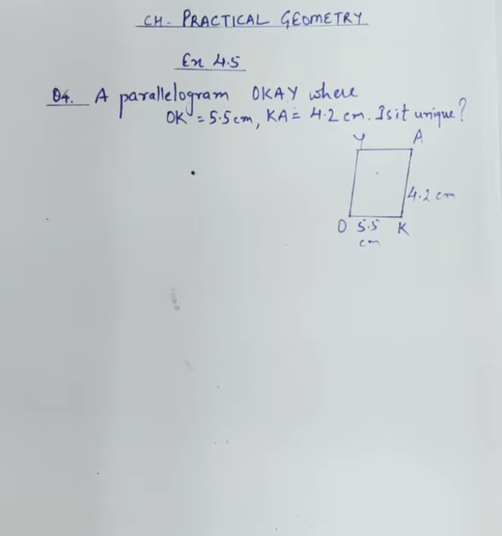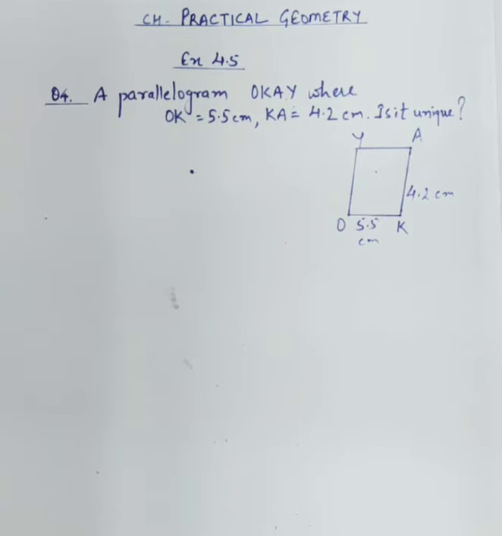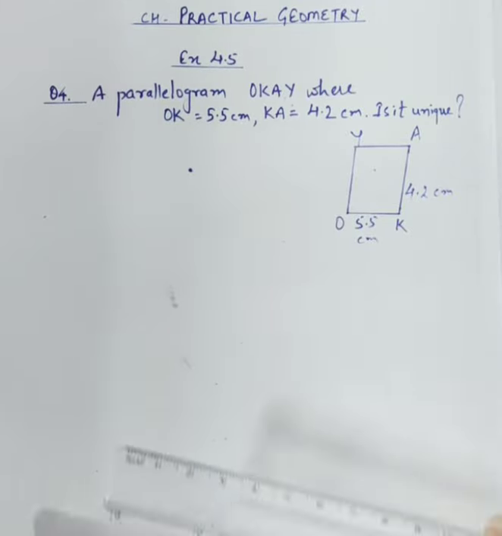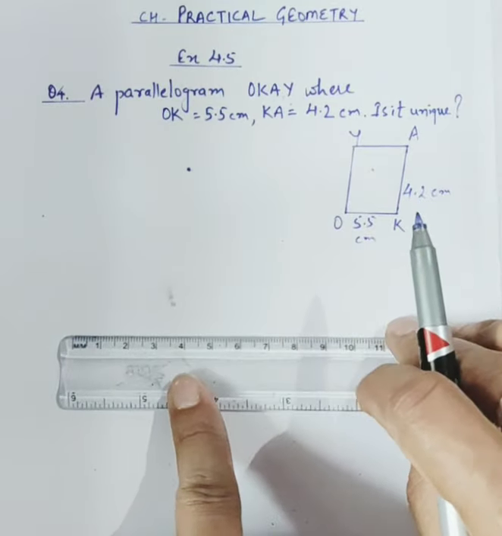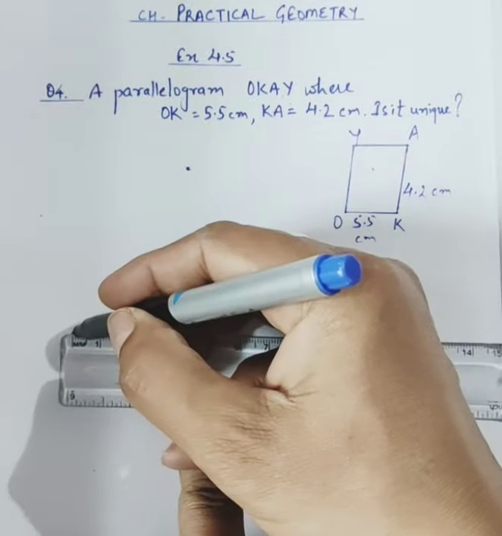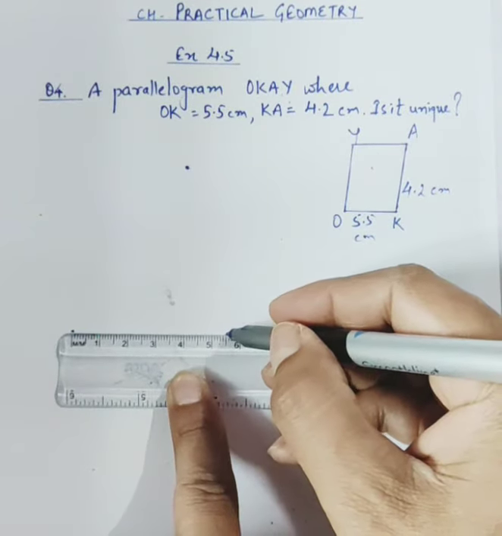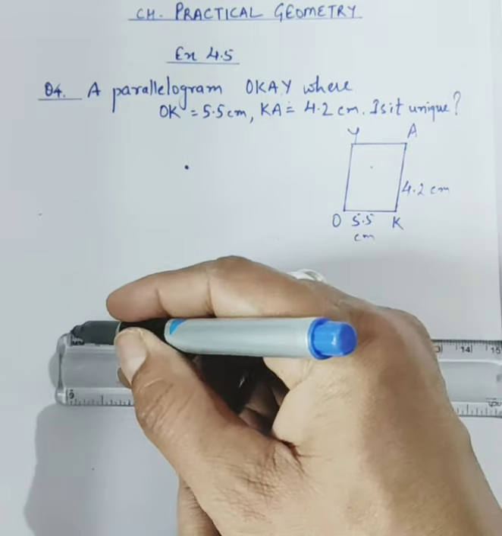In a parallelogram, opposite sides are parallel. So this property will be used here. First of all, we will draw the base of this parallelogram OK, that is OK 5.5 centimeter with the help of scale. So we have drawn a line of 5.5 centimeter. We are drawing this.